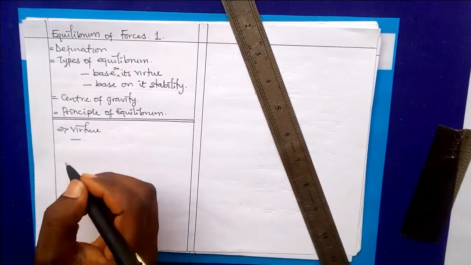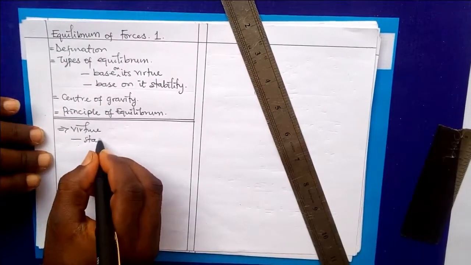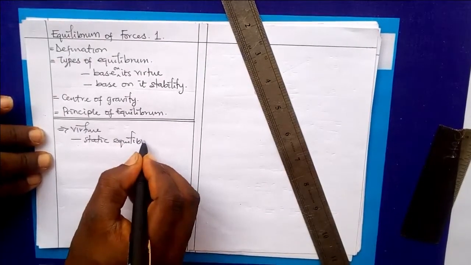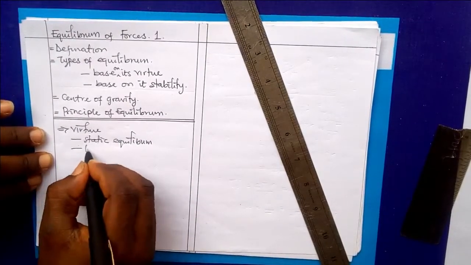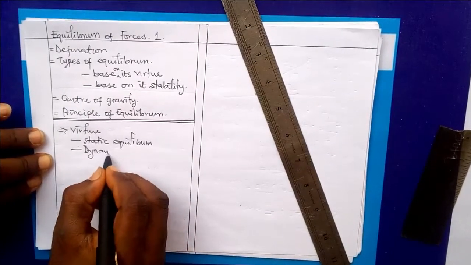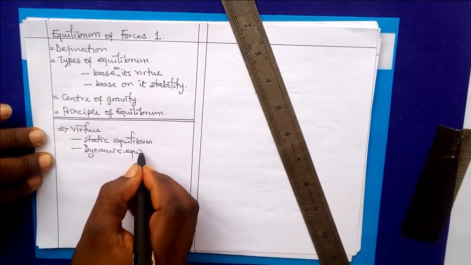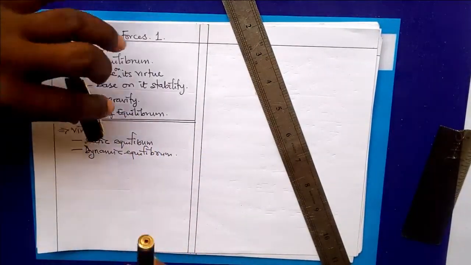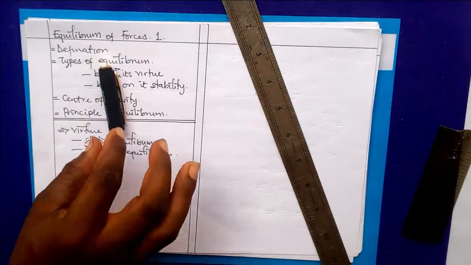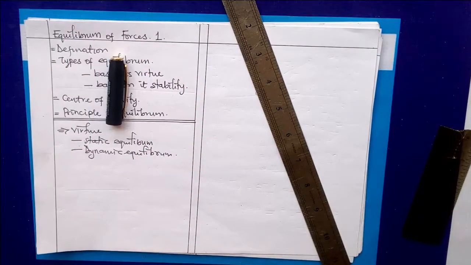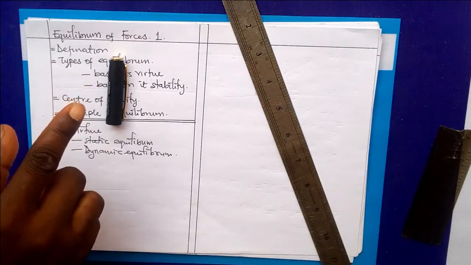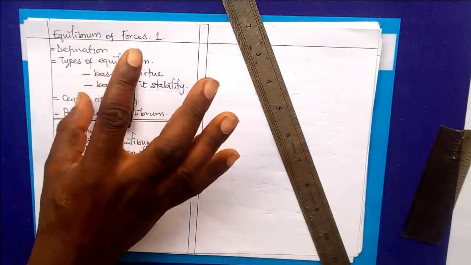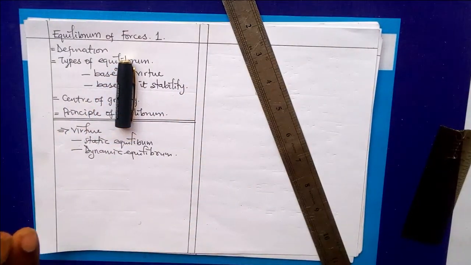So we have what is referred to as static equilibrium, and we have what is referred to as dynamic equilibrium. So what is static equilibrium? A body is said to be in a static equilibrium when it is stationary, when it is standing like this. That is, it's not moving. For it to be moved, you need to apply a force to it to make it move. So if it is standing still, we say it's in static equilibrium.